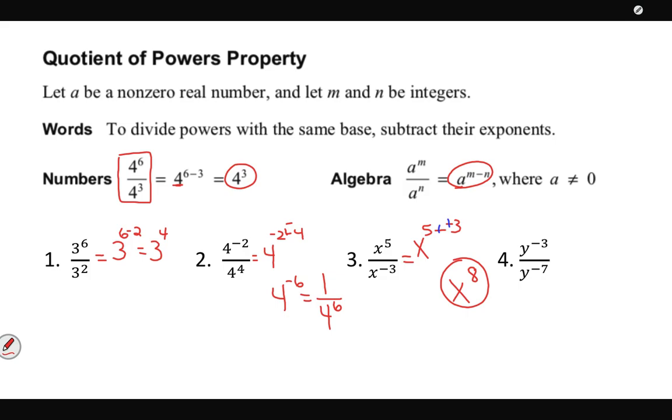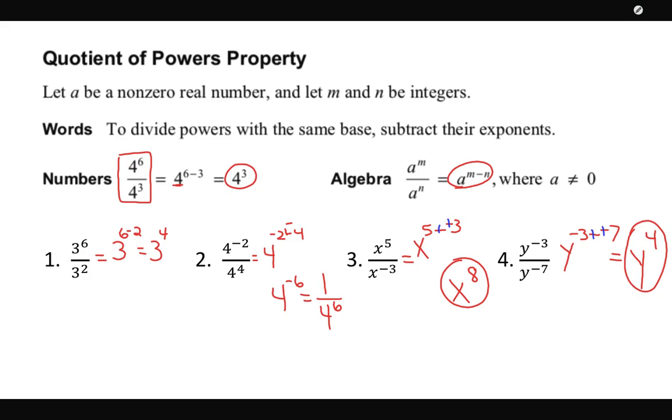And then in this last example, we have y to the negative 3rd minus the negative 7. Again, if we keep, change, we have negative 3 plus 7, which would be y to the 4th power. And there's our final answer.